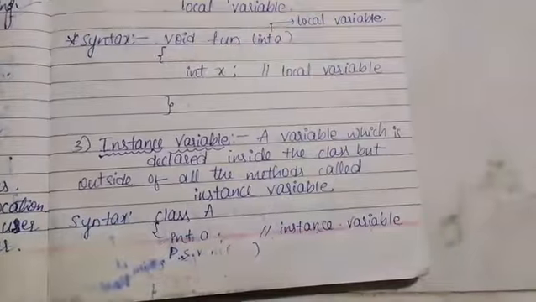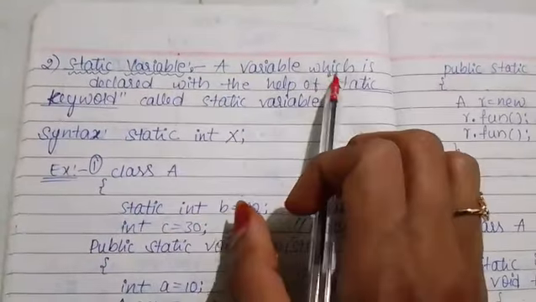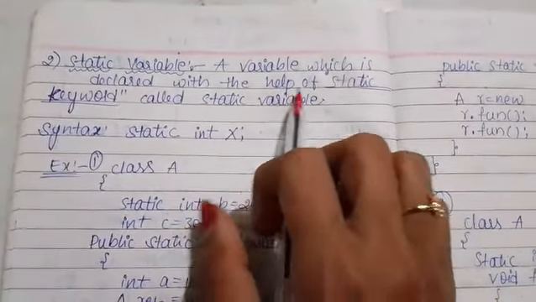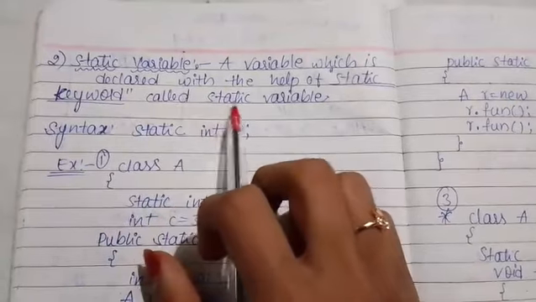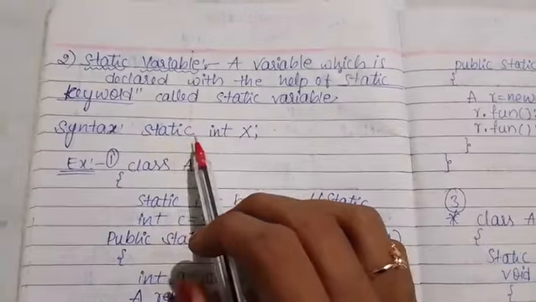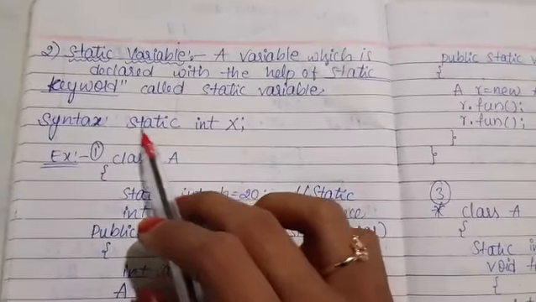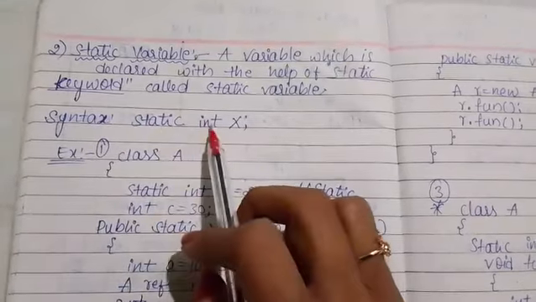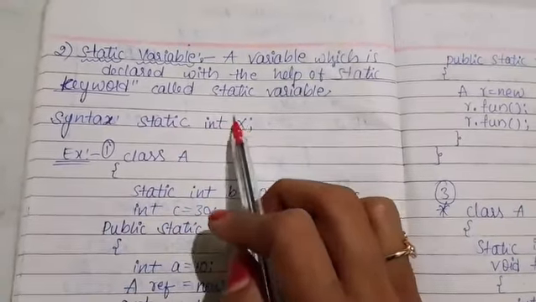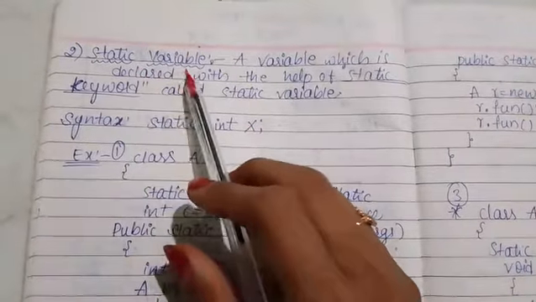Let us see one more type, that is static variable. The third one is static variable. A variable which is declared with the help of the static keyword is called a static variable. We use the static keyword, then we can easily find out that this is a static variable. Let us see the syntax. Static, the data type and the variable name. This is the syntax of the static variable.